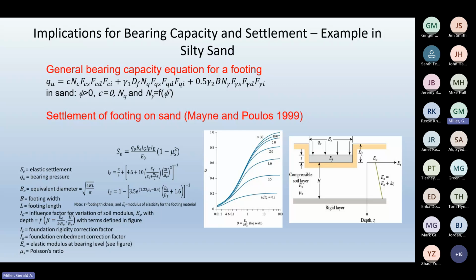These are how you come up with these influence factors. IG is for the variation of soil modulus with depth. IF is the rigidity factor, so it actually accounts for the stiffness of the footing. And then IE is the embedment correction. But I'm not going to go into details on how to use this, but this is what I use to estimate settlement. And again, the main thing we're interested in is what's the influence of that E0.